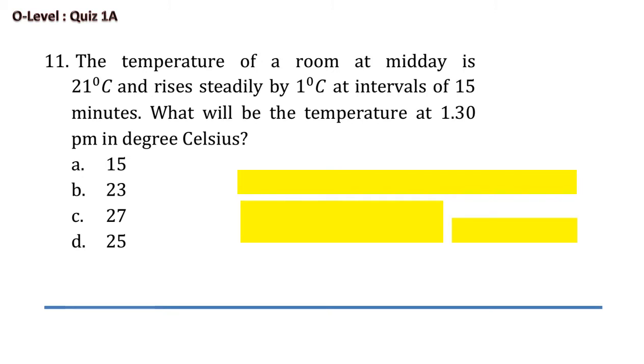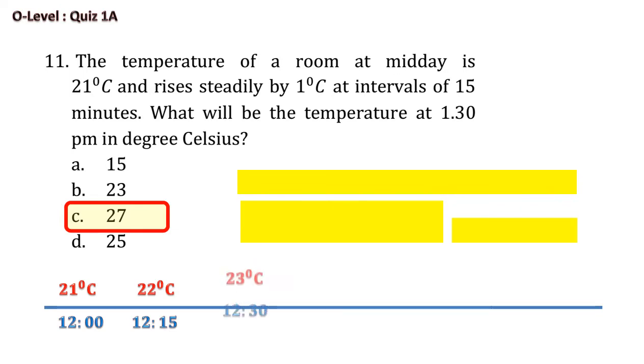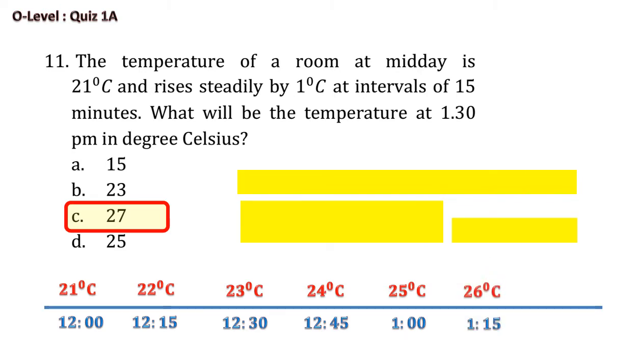Question 11. The temperature of a room at midday is 21 degrees Celsius and rises steadily by 1 degree Celsius at intervals of 15 minutes. What will be the temperature at 1:30 p.m. in degrees Celsius? So this question can be answered in two ways. The first way, we have at midday it is 21 degrees, at 12:15 it is 22, 12:30 is 23, 12:45 is 24, 1 o'clock is 25 degrees Celsius, 1:15 is 26 degrees Celsius, and at 1:30 it is 27 degrees Celsius, and that's the answer.